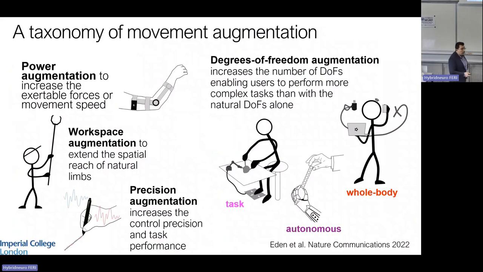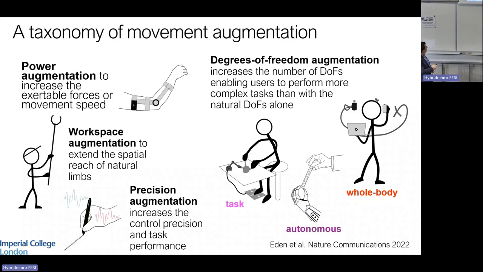It's not the only type of augmentation we can do, right? You can do also simpler types of augmentation. For example, we can have a power augmentation. We can increase the power of a certain task. An example is an exoskeleton. If you mount an exoskeleton on the arm of a person, the exoskeleton can support that function and can increase the power of the person when it's able to perform. So that's what we call power augmentation.